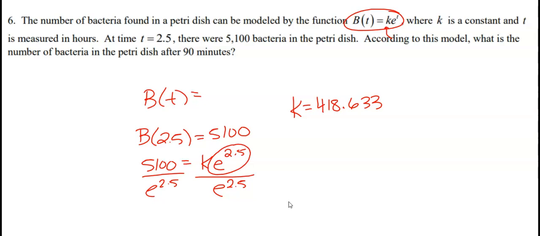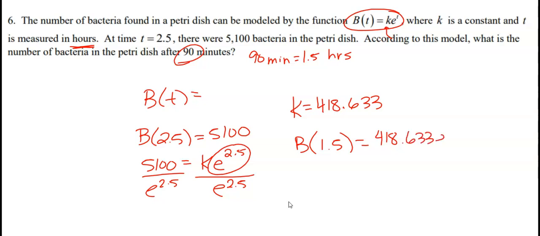Okay, so now 90 minutes. Well, what is 90 minutes in hours? Because remember, our whole model is written in hours. Well, 90 minutes is equal to 1.5 hours. Okay, so now what we can do is we can do b of 1.5 is equal to our k, which is 418.633 times e to the 1.5. And then if you plug that into your calculator, you're going to end up with 1876.185 bacteria.